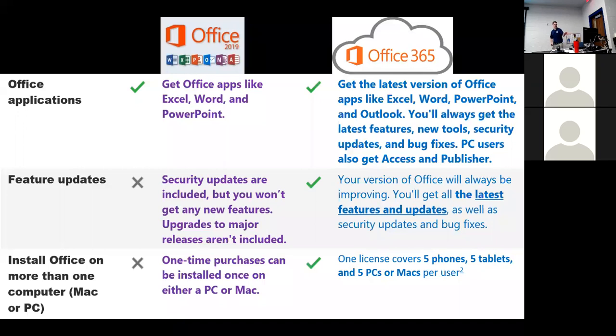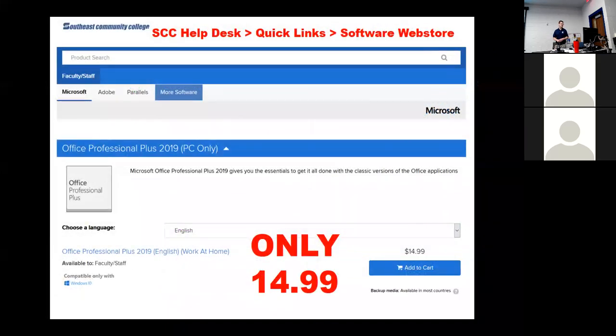As I covered, latest version, bug fixes, and feature updates do not happen in 2016 or 2019. They do happen in Office 365. And as I covered before, you can install on more than one PC or Mac. If you want to get Office 2019 for your home PC, I don't know if I'd recommend this if you have the subscription. If you're working here, I would recommend just using Office 365 at home.